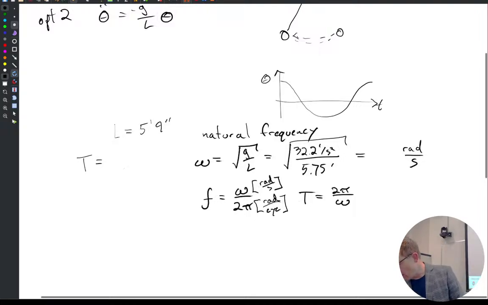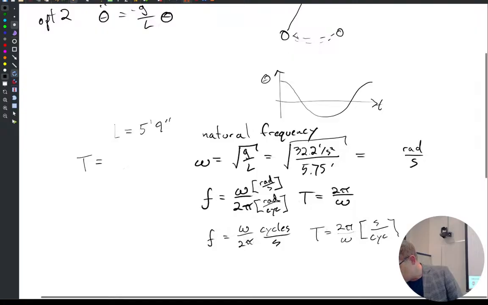So then overall we end up with F equals omega over 2 pi cycles per second. So then T is 2 pi over omega seconds per cycle. Kind of formally going through how you get from one to the other. Why are they not the same? They're close, but just slightly different, just off by 2 pi.